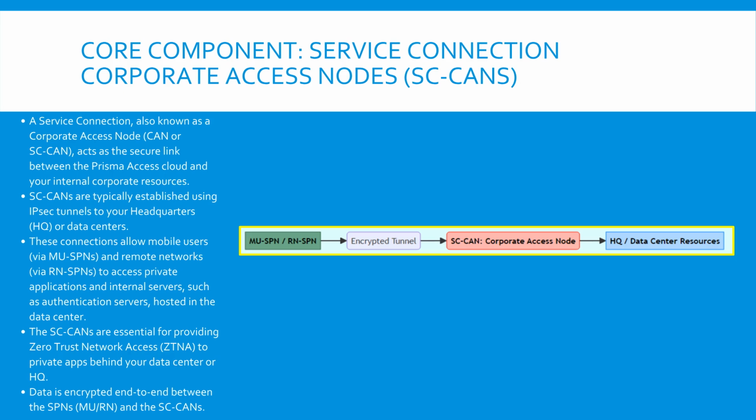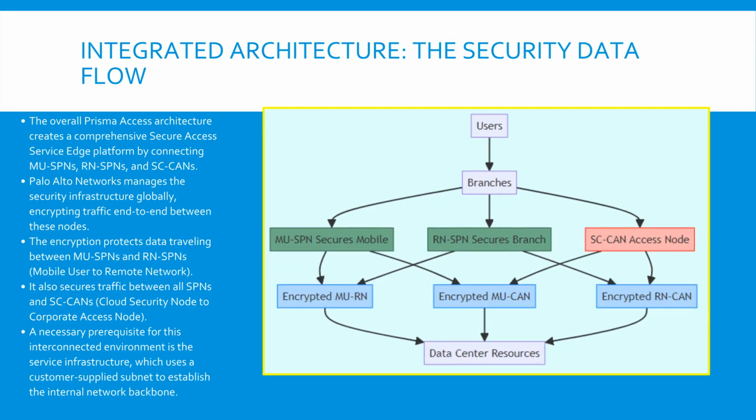Without the SCCAN, the secured cloud infrastructure would lack a direct, protected pathway to internal resources. Therefore, the SCCAN completes the connectivity loop, ensuring that security extends all the way from the user's endpoint, through the cloud, and into the data center. We have identified the SCCAN as the necessary component to securely link the cloud security perimeter with the traditional on-premises network perimeter. Let us now consolidate how these core nodes function together to form the complete Prisma Access security architecture.